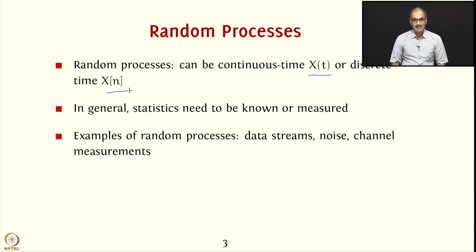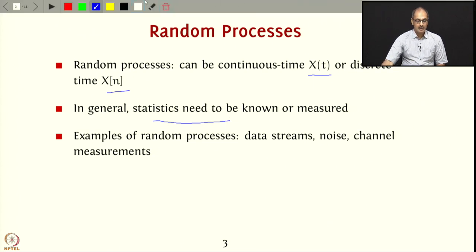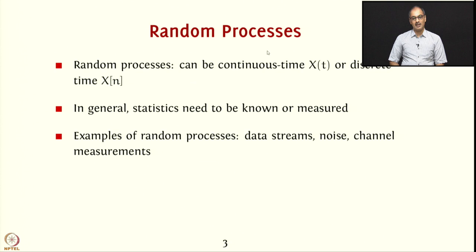Therefore, in practice, the statistics of the process needs to be known, or you must be able to measure it. The ability to measure the statistics of the random process is very important for practical systems. For example, if you are making a call on your phone, it has to learn the environment and learn the statistics of the environment so that you can successfully conduct a phone call.